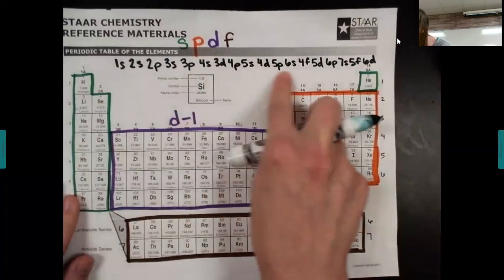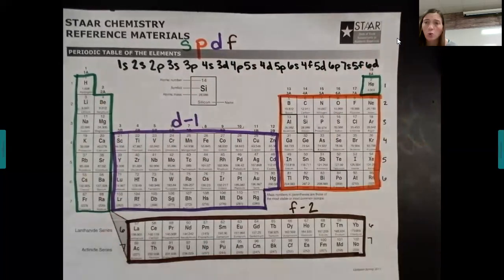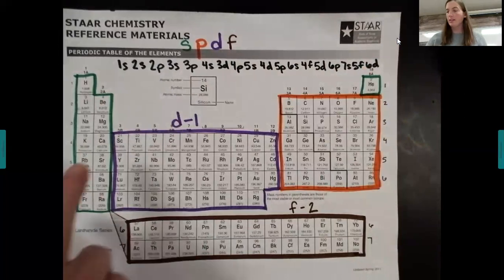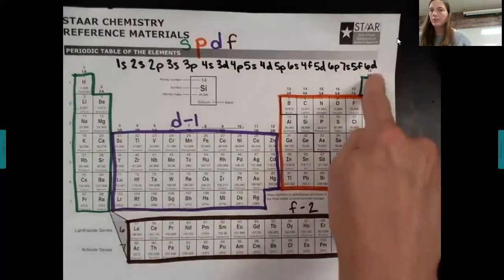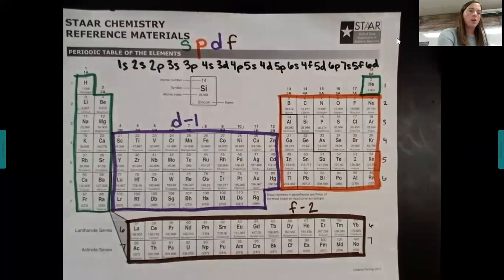But if you want to have this written down, you can use this as a shortcut for later. So again, this is the full order of the electron configuration from lowest energy level to the highest energy level. All right, let's go ahead and start working on some examples.